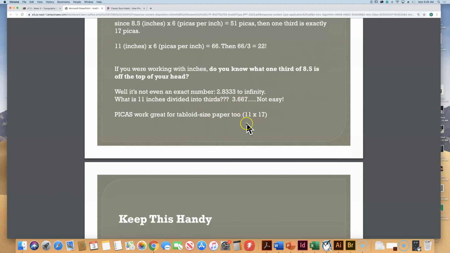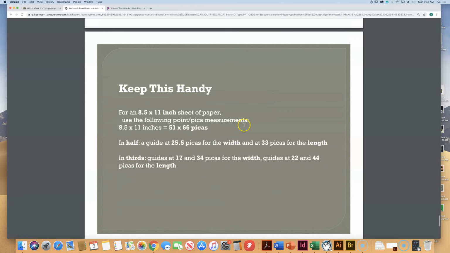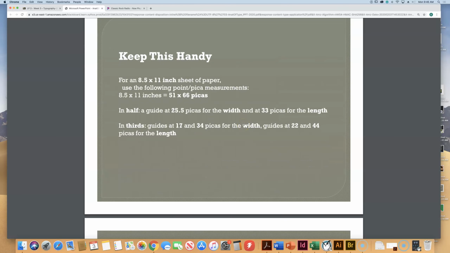Tabloid paper, 11 by 17 works perfectly as well. So, for an 8.5 by 11 inch sheet of paper, that is 51 this way by 66 this way. So if you wanted to cut it in half, you'd put a guide at 25.5 picas. You got a perfect half. You want to put it in thirds, you put them at 33s. Okay?